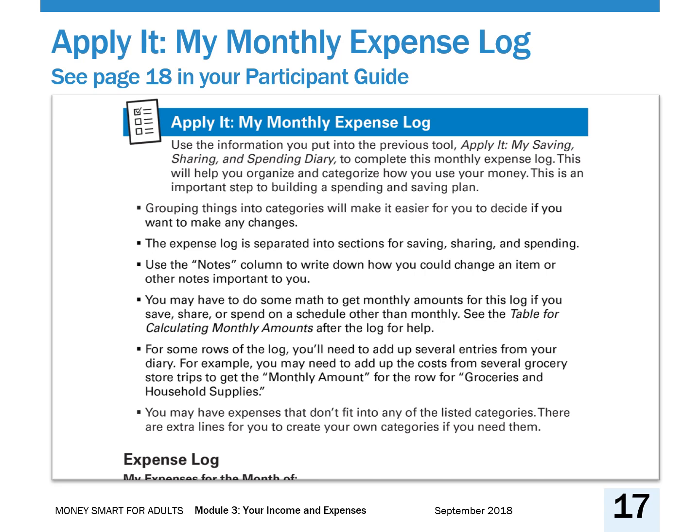For example, you may need to add up the costs from several grocery trips to get the monthly amount for the row for groceries and household supplies. And you may have expenses that don't fit into any listed categories. So there are extra lines there for you to create your own categories as you need them.